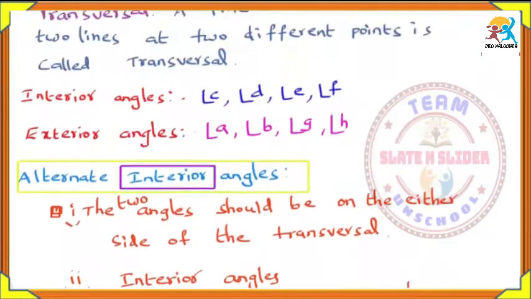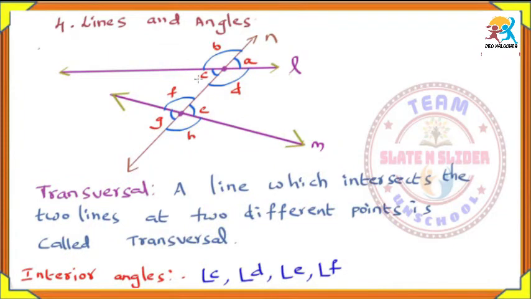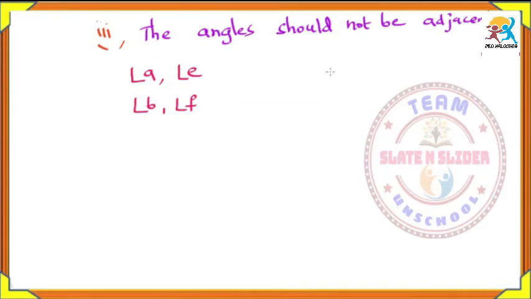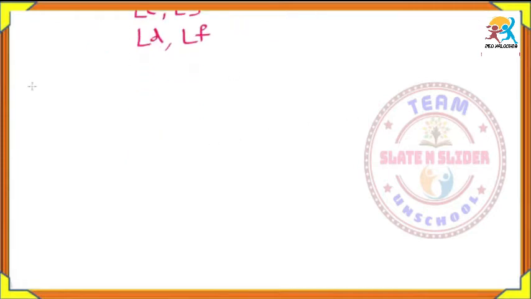And if you take angle C, then angle C is the interior angle. So we have to choose the exterior angle, that is angle G. And angle D comma angle F. And we will take one more.